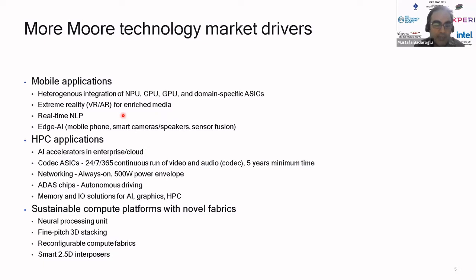So there are also a lot of platform chips which are basically spread across mobile, edge AI, and HPC application. And you see these types of computational platforms like in the MPU fabric, also the fine pitch 3D stacking, reconfigurable compute fabrics, which are important for domain-specific reconfigurable ASIC, and also a full heterogeneous system enabled by smart 2.5D interposer.